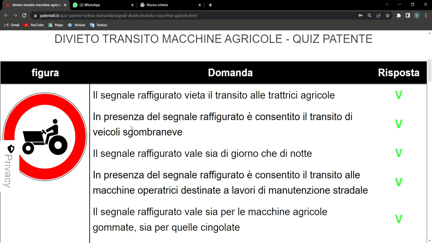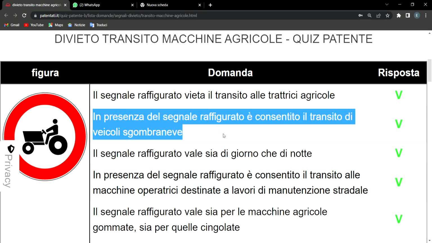And number two, it says in presenza del segnale raffigurato è consentito il transito di veicoli sgombraneve. It says in the presence of this sign, the term consentito simply means permitted. He is saying that on the road that has this very sign, the transit of vehicles sgombraneve is permitted. Whenever you come across this, sgombraneve are vehicles used to maintain a road that is full of snow.